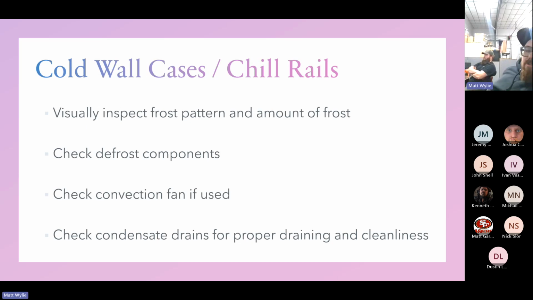Cold wall cases and chill rails, like condiment bars and prep tables that have the frosted cold rails: visually inspect the frost pattern or amount of frost. You'll see on the open rail, you'll see the frost along the edges if it's working. If it's not working, like we're low on charge, you'll see a minimal amount of frost or a low frost pattern.